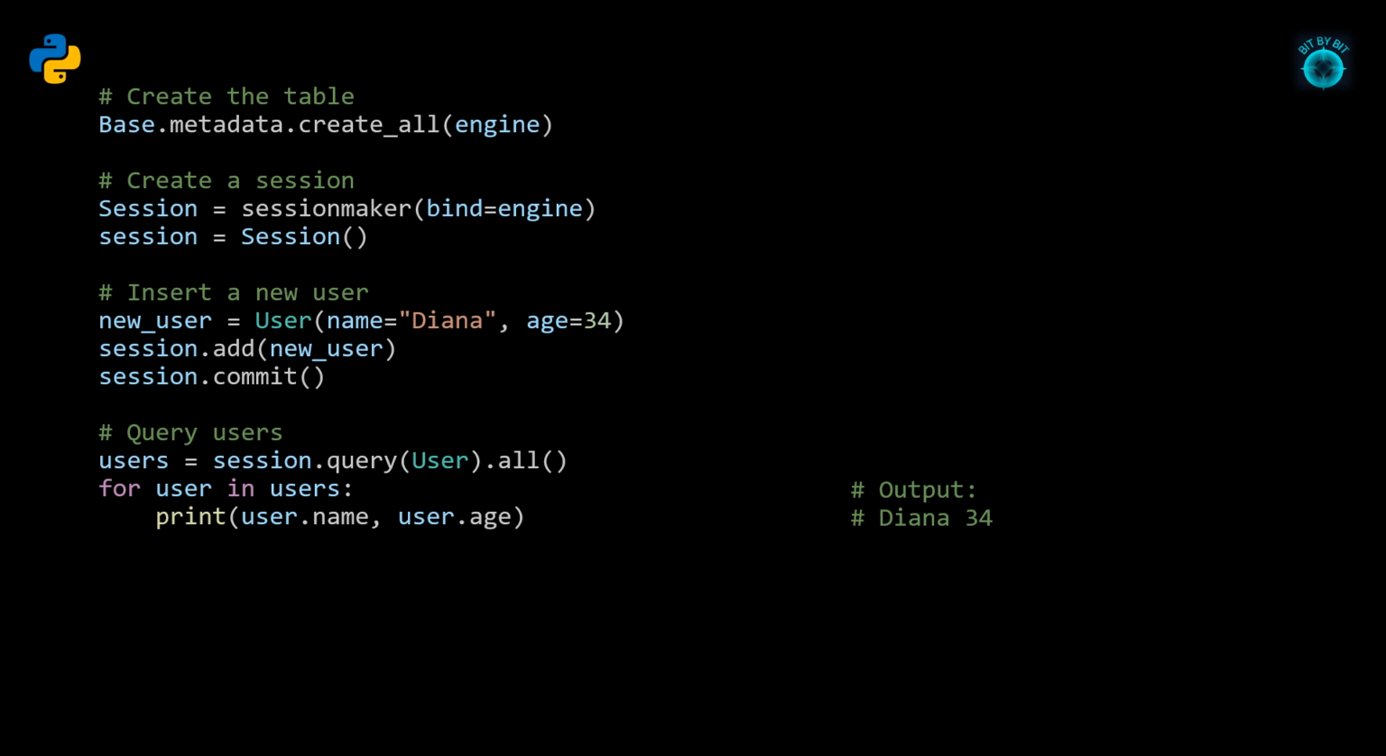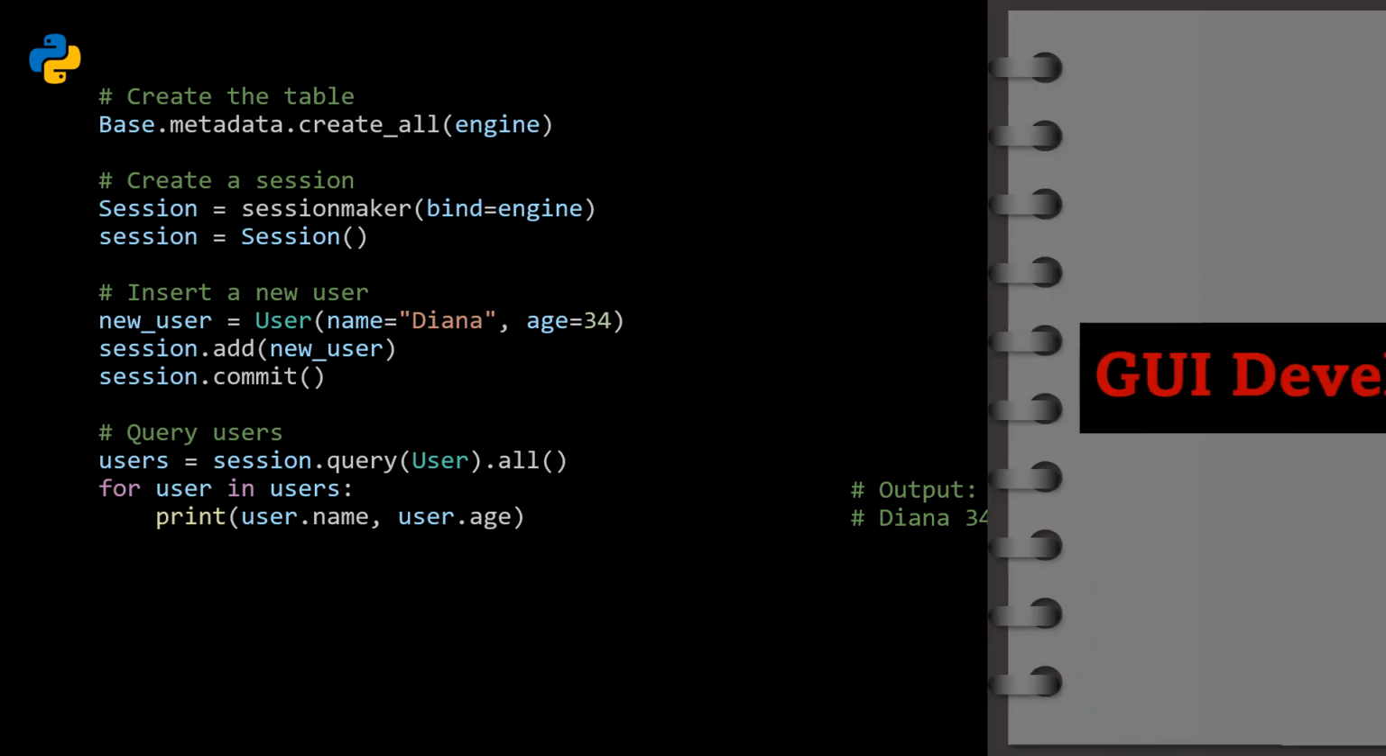This is a basic ORM flow. Define models. Create a session, add objects, commit, and query, all in clean, readable Python.